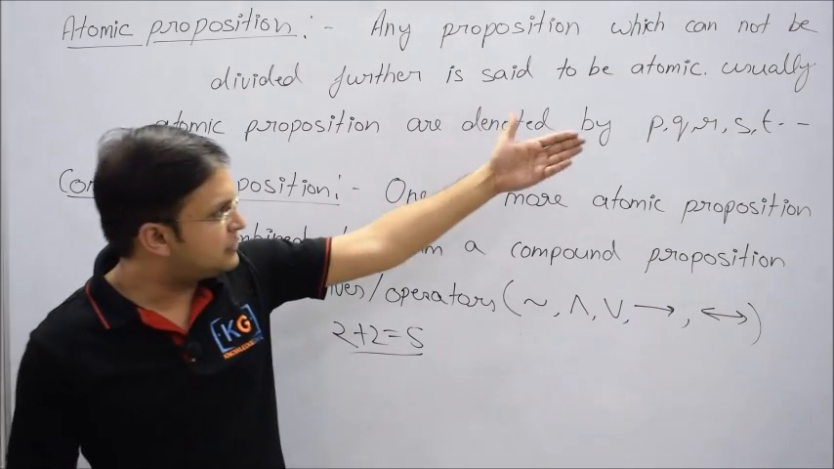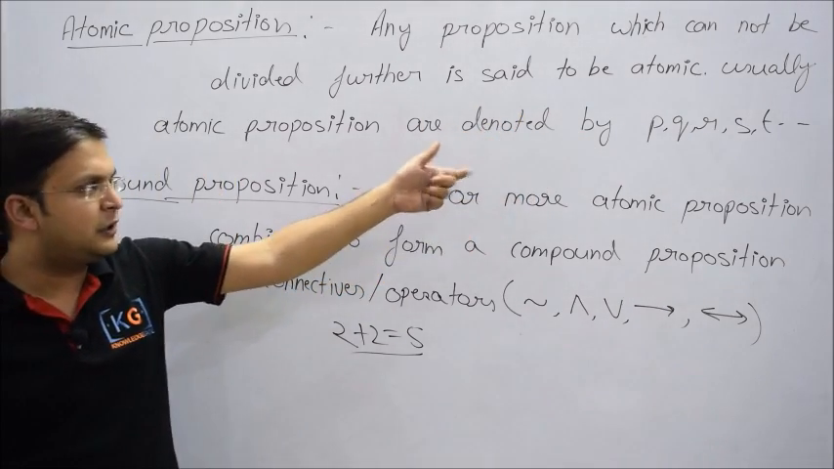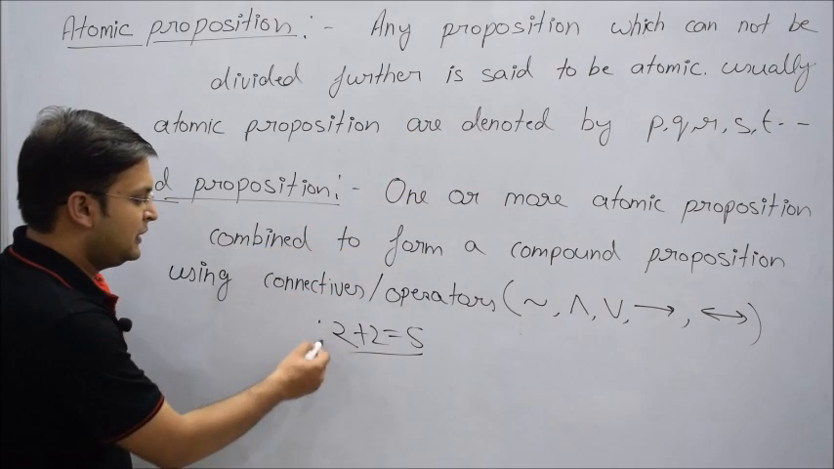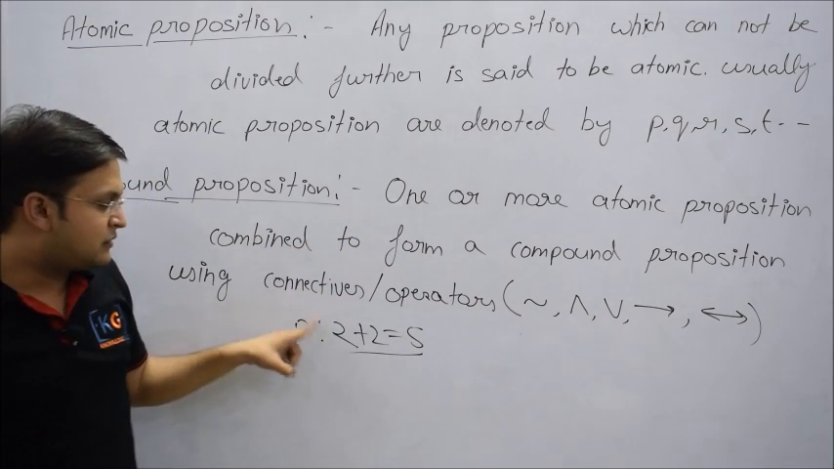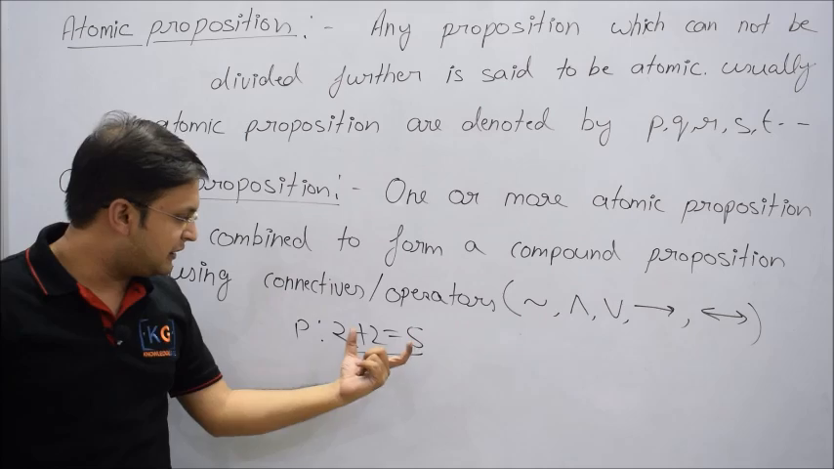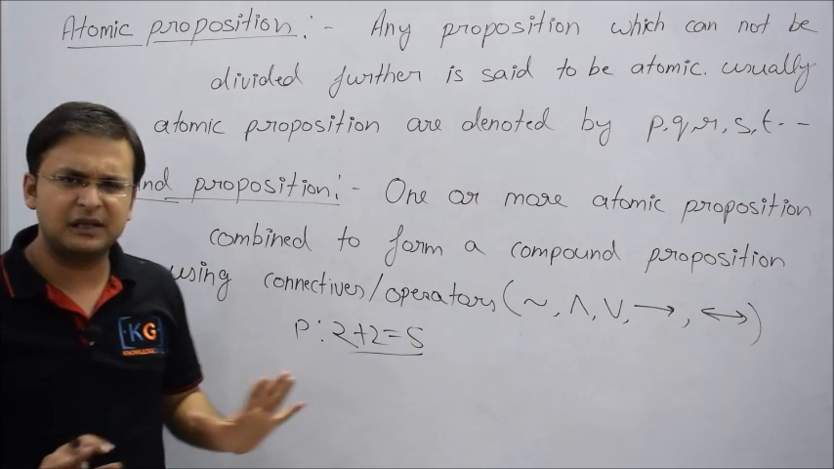Generally I'll use these lower case letters like p, q, r, s to denote this. For example, if I write p is 2 plus 2 is equal to 5, then both ways of writing mean the same logic.